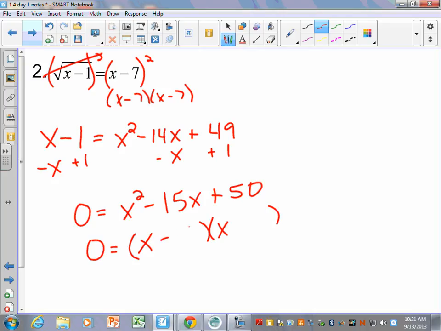It's subtraction. So minus 5, minus 10. We're solving this, right? You did something like this on your quiz yesterday. Solve by factoring. So now you set each one equal to 0, and we can say x equals 5 or x equals 10.